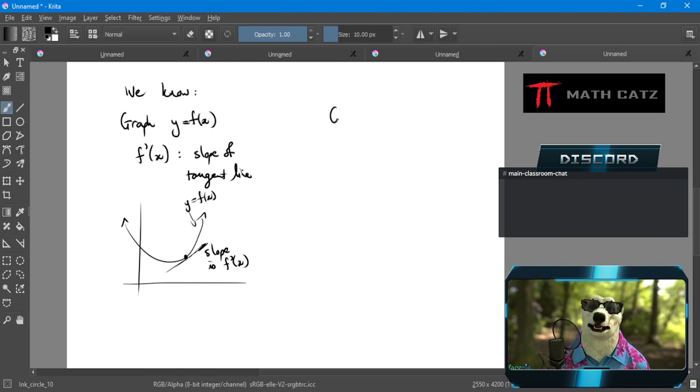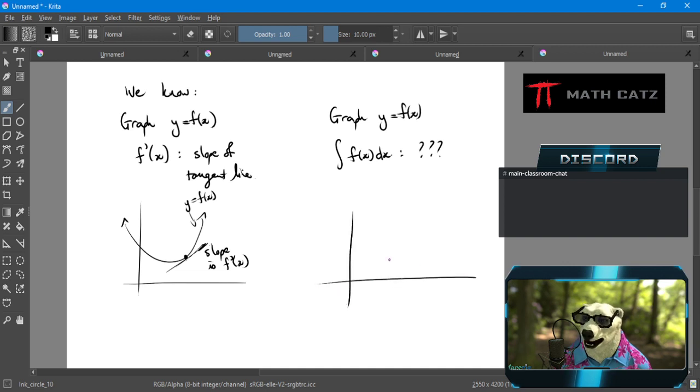But now if I have my graph coming from some function, what is the integral of that? What does it mean graphically? When I have my graph coming from my function, what does this antiderivative represent or tell me about the graph? That is the next question.